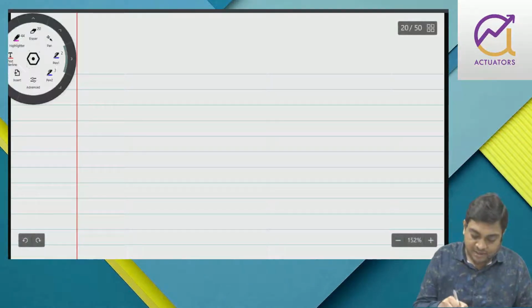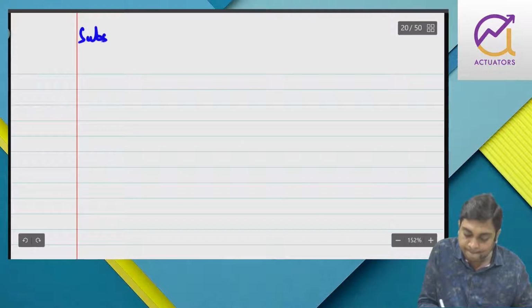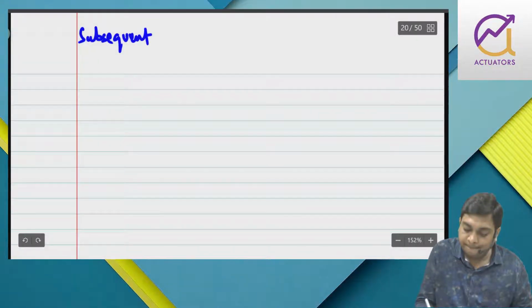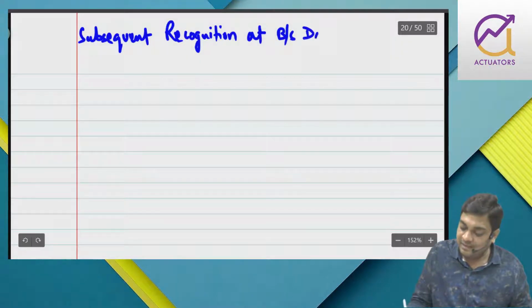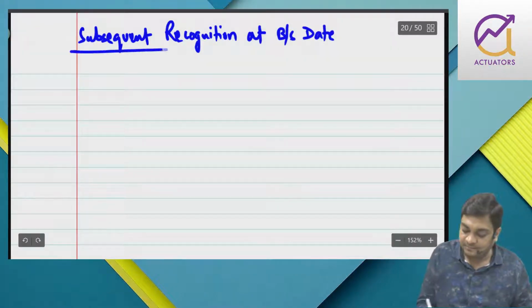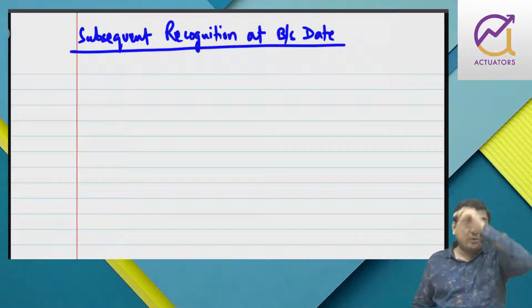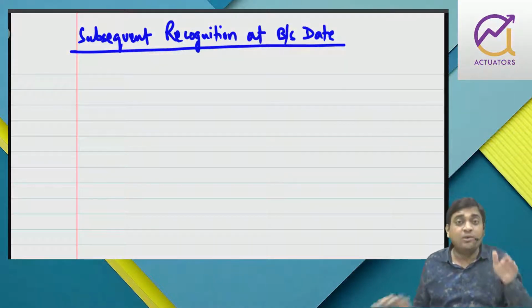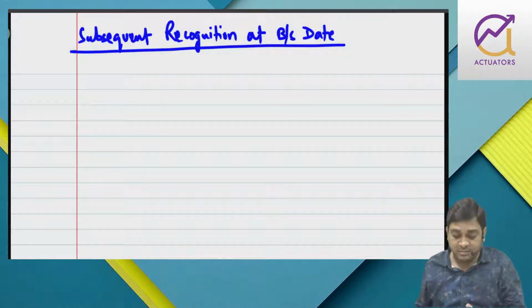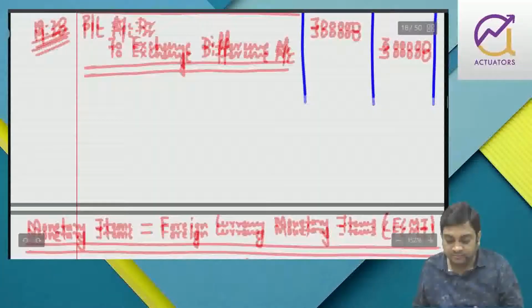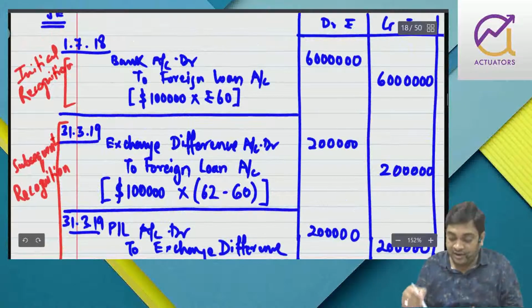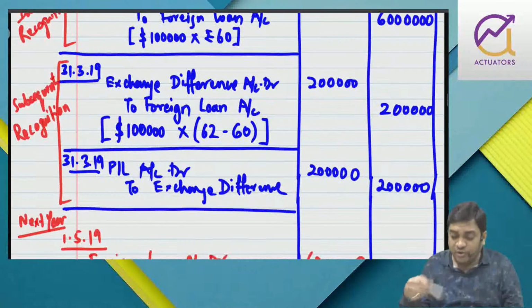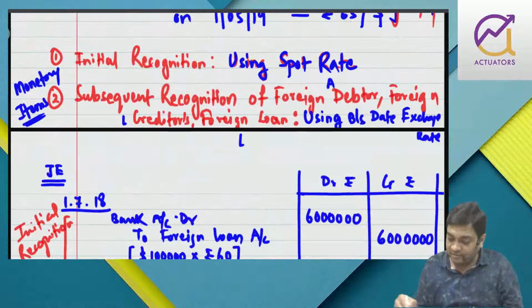Now let me talk about subsequent recognition at balance sheet date. As of now, I'm not doing any hedging. I just explained to you what is forward exchange contract, but I haven't shown you any practical sum of that. This is just subsequent recognition I am showing. Dollar rate has increased against rupee, so you restate your loan. Right?